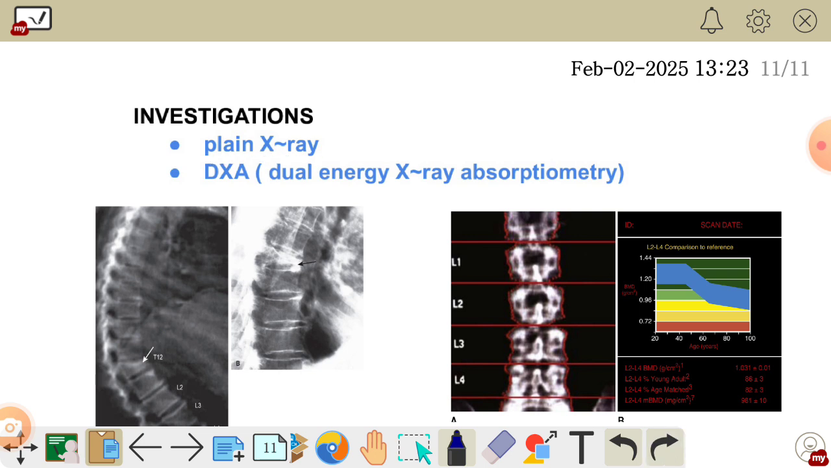But the gold standard for diagnosis of osteoporosis is DXA, which is dual energy x-ray absorptiometry. Okay, this one will show even the concentration of minerals in the bone. The bone density as well will be shown. So this is the one which is done here. It will also show the ranges and even the density and the quantity of minerals in that bone.